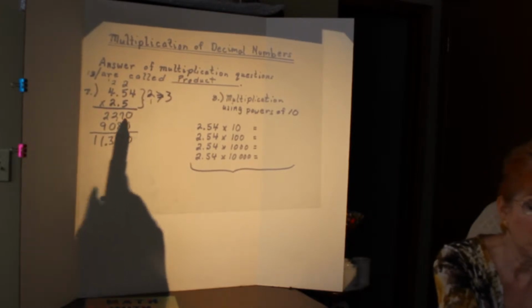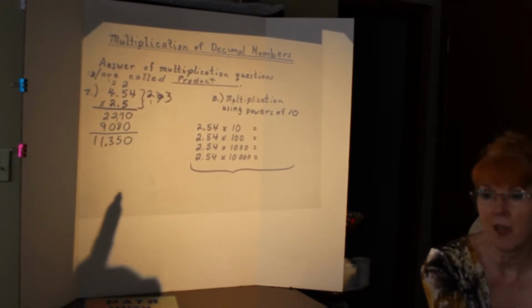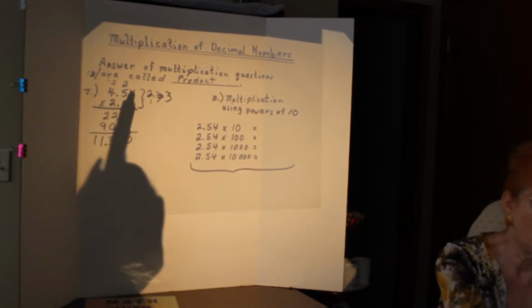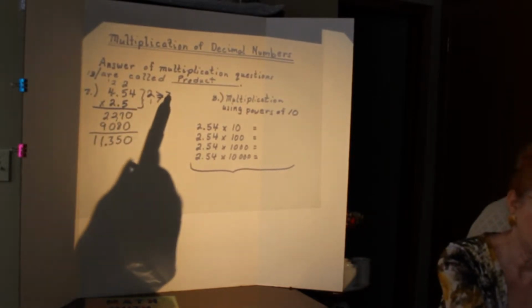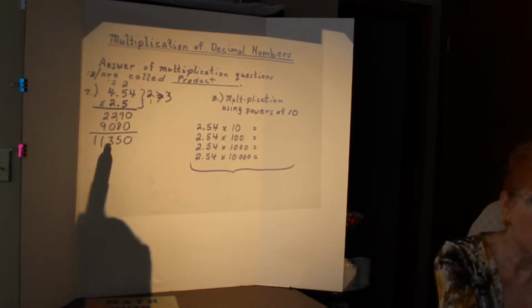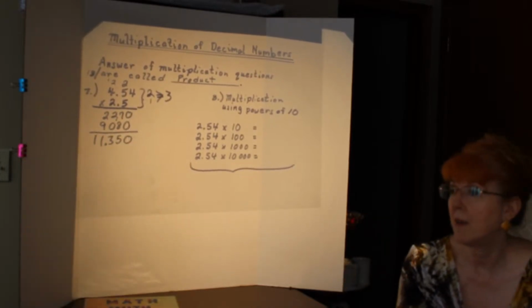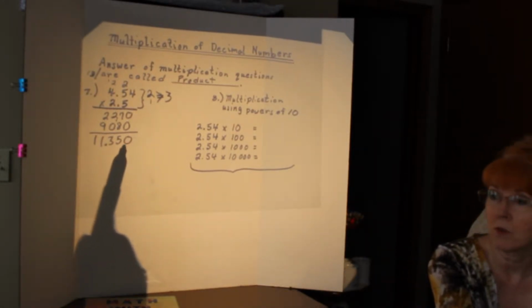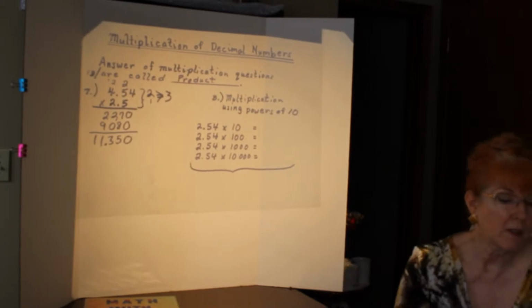And yes, when there's a 0 in the question, it does count when you move in. So I have 1, 2, 3 numbers behind the decimal in the question. I have to have 1, 2, 3 numbers behind the decimal in the answer. And yes, 0 counts in this case.